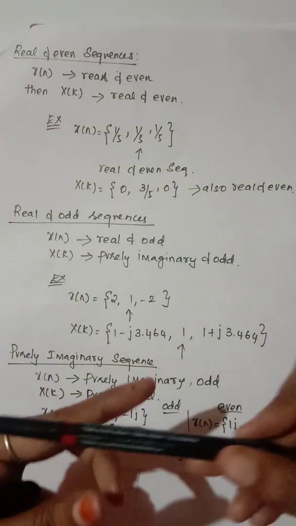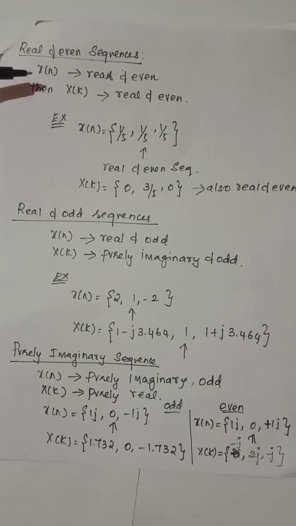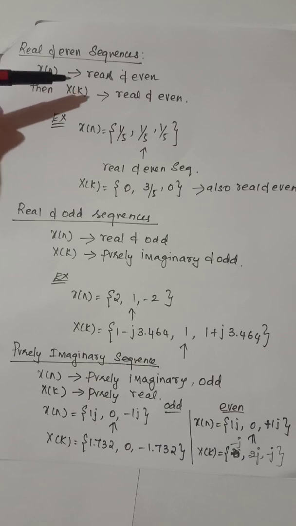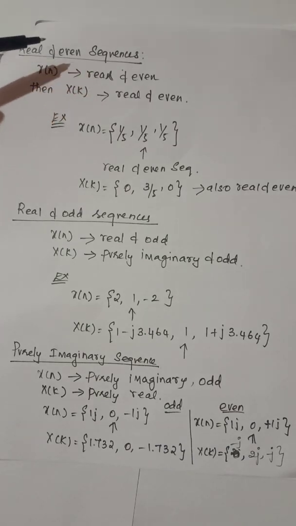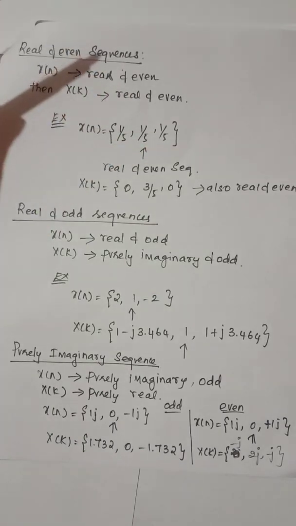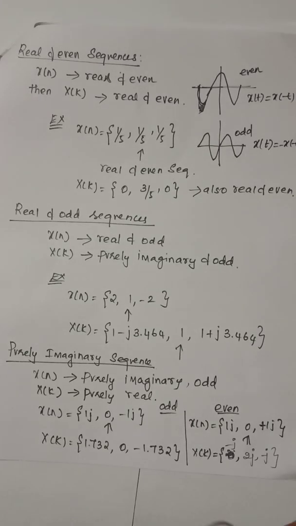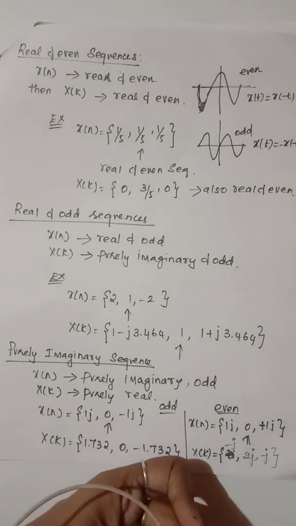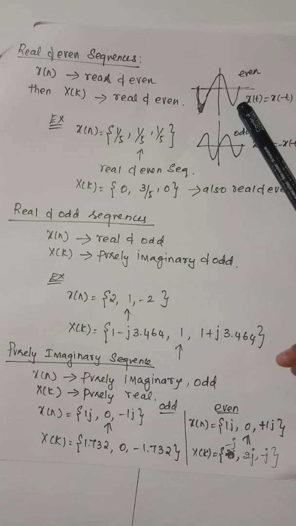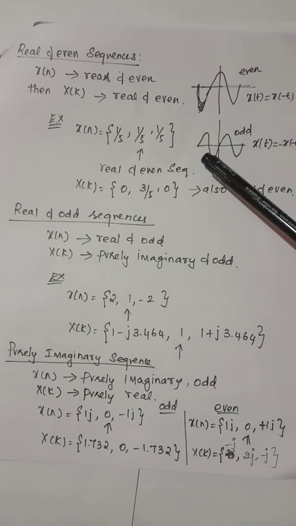Consider first the real and even sequence. We know that if x of n is real and even, according to the property, x of k is also real and even. You know real values, and you also know what an even sequence is. We have already studied even and odd sequences in signals and systems. Even sequences satisfy x of t equal to x of minus t, that is, both values are the same. Similarly for odd, x of t is equal to minus x of minus t. So this is the odd sequence.